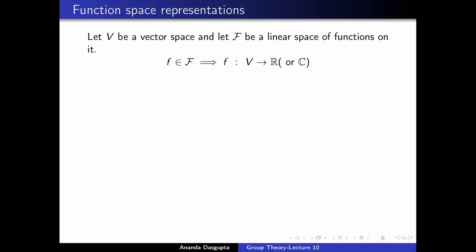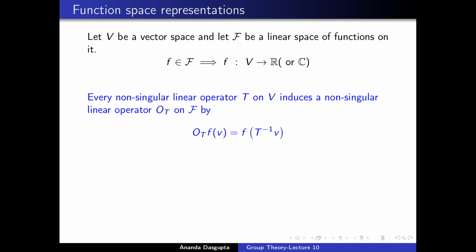Given such a representation, we can use the space of functions to produce new representations. And the key towards doing that is a standard result in linear algebra. Now, this result from linear algebra that I have just mentioned is the following. Given any non-singular linear operator capital T on the vector space capital V, you can form a non-singular linear operator OT on curly F. And the way this linear operator works is that OT acts on a function f to give a new function OTf, whose result acting on a vector v is f acting on T inverse v.